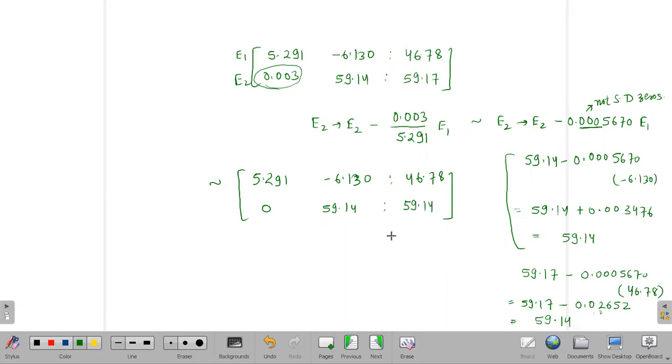So this is upper triangular now. Now use back substitution.